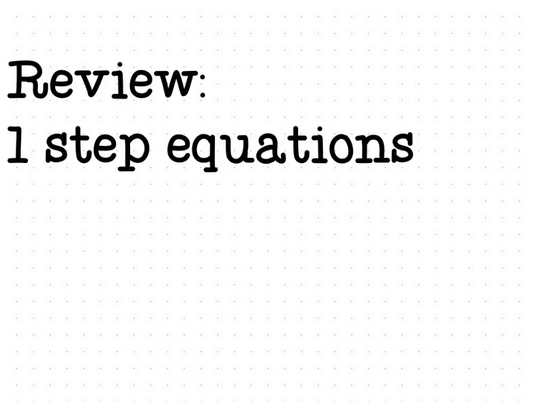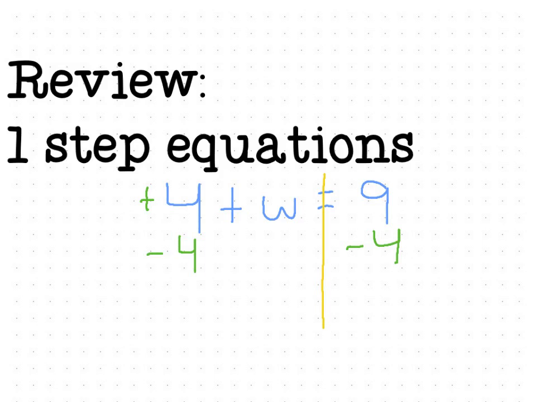Finally, reviewing one-step equations. If I have 4 plus w equals 9, some people like to draw a line here just so they remember that there's two sides to this and we need to keep the sides balanced. What we want to do is an inverse operation. Since this is a positive 4, we are going to do the opposite, or inverse, and subtract 4 on both sides. When I do that, I end up with w equals 5. And that would be where we've got a simple one-step equation.